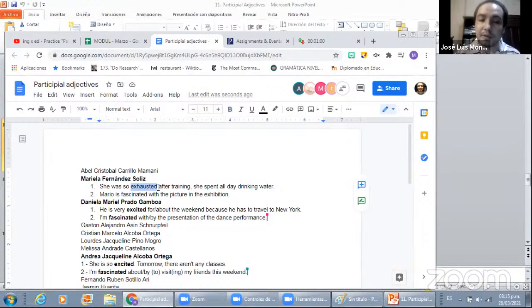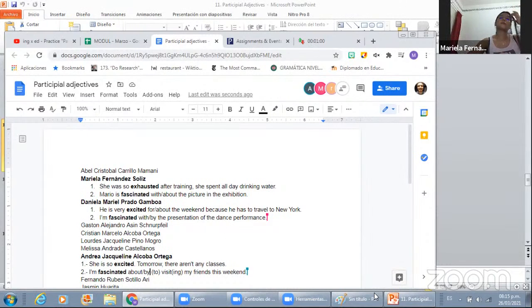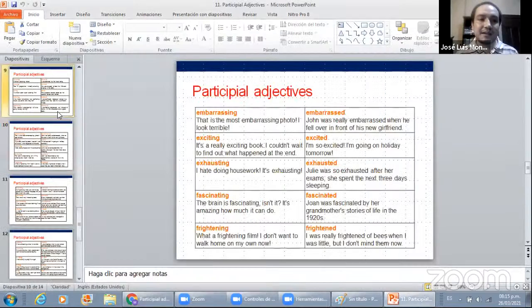So with people, we always use ed. Or ed is always going to be used with people. She was so exhausted after training. Good. And she's fascinated with the picture. Good. Or about the picture. That's great. It means that Mario feels fascinated about or with the picture in the exhibit. Okay, thank you very much, Mariela. Do you have any questions? Daniela, Mariela, Andrea, Mariana, do you have any questions about ED? Please let me know.